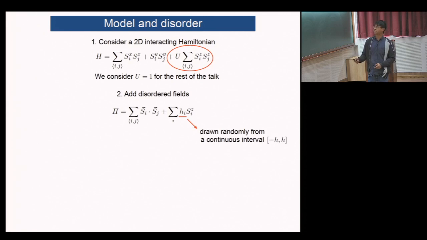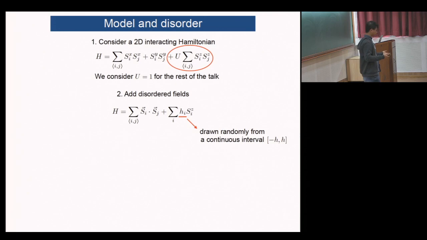And this strength of the random on-site magnetic field, you can draw it randomly from a continuous interval. So I will call this a continuous disorder because I draw it from a continuous interval. It means that this h can be any real number between minus h and h, right? So I call it a continuous disorder.